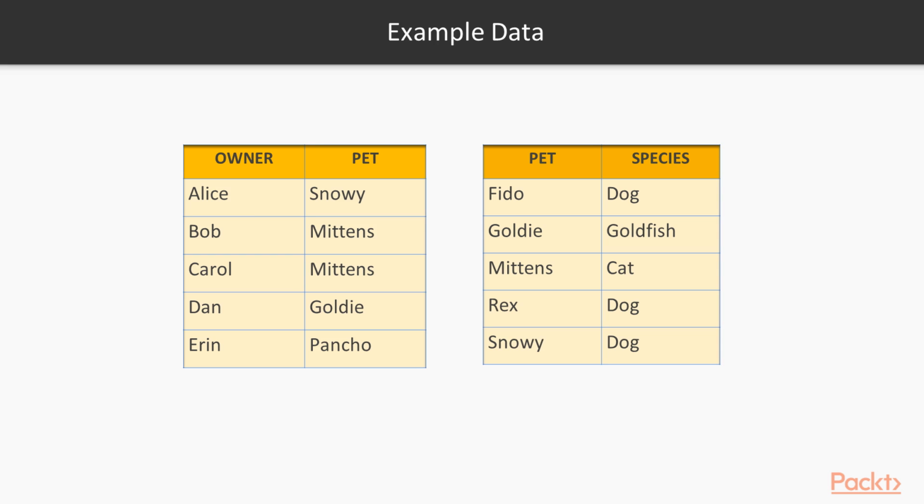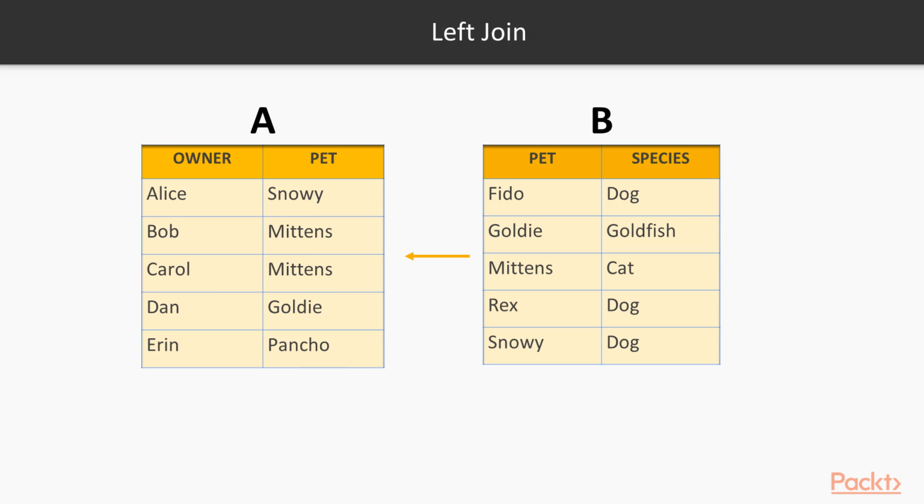For these examples, we're going to use 2 data frames of data from a veterinary practice. The first is a list of owners and their pets. Note that 2 of the owners, Bob and Carol, share a pet named Mittens. The second example data frame is a list of pets and their species. You might have noticed that 2 of the pets in the second data frame, Rex and Fido, don't appear in the first data frame. You might also have noticed that Erin's pet Pancho does not appear in the second data frame. The first type of data frame join we're going to look at is a left join.